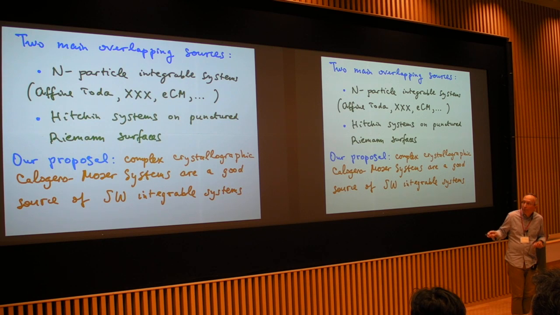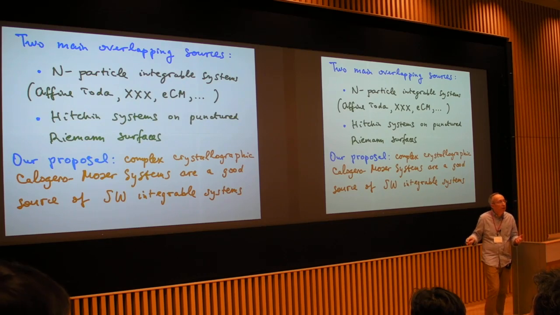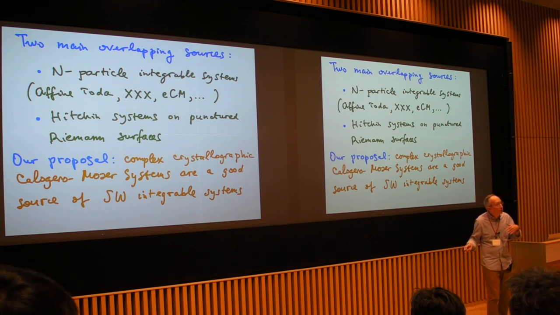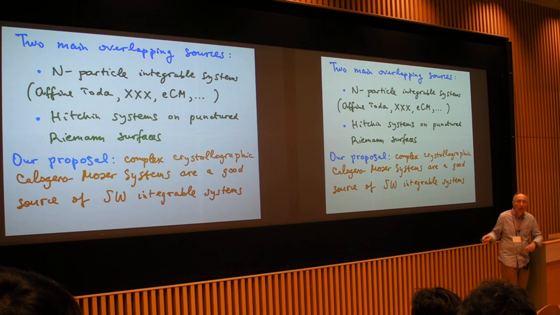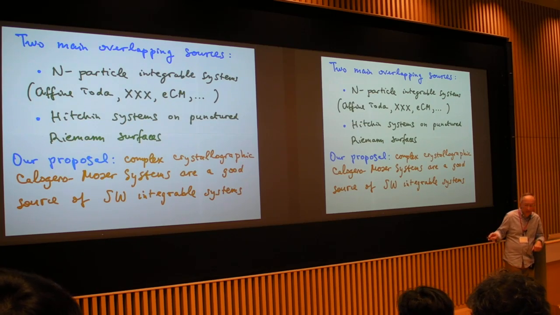And so, what we propose is that these complex crystallographic Calogero-Moser systems, which are more general than the usual integrable systems, in the sense that the group which we consider is not just a real crystallographic group, but complex reflection groups preserving the lattice. Okay, so we expect that this is a good source of Seiberg-Witten integrable systems.